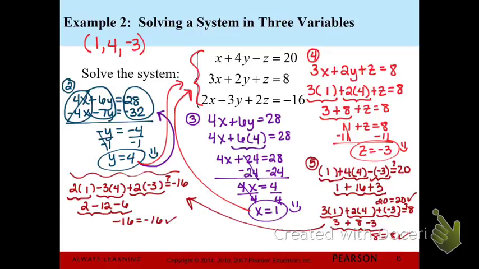So it worked in all three equations, which means that ordered triple, 1, 4, negative 3 is our solution. And we always have to check all three, right? Yes, always check all three.